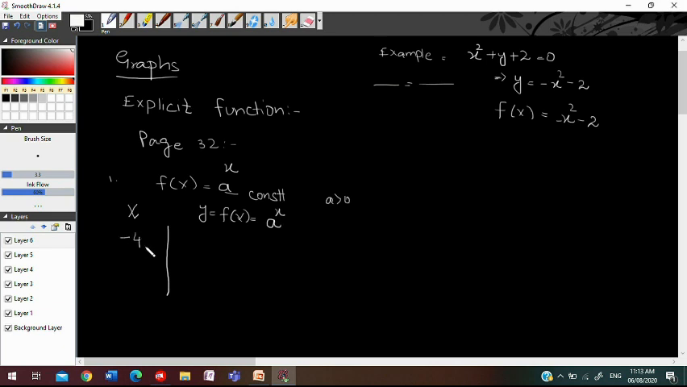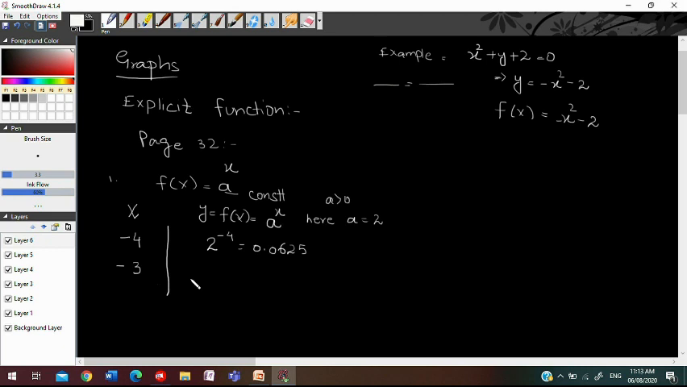First value is minus 4. One more thing: here we take a equals 2, which means we fix this constant number a equals 2. So when I give x the value minus 4, this function becomes 2 power minus 4. 2 power minus 4 gives you 0.0625. You can calculate it.